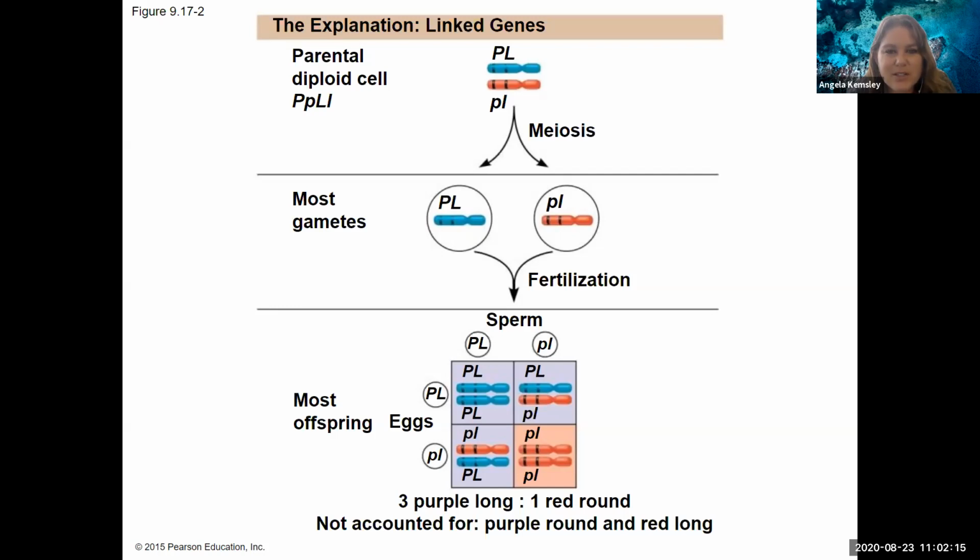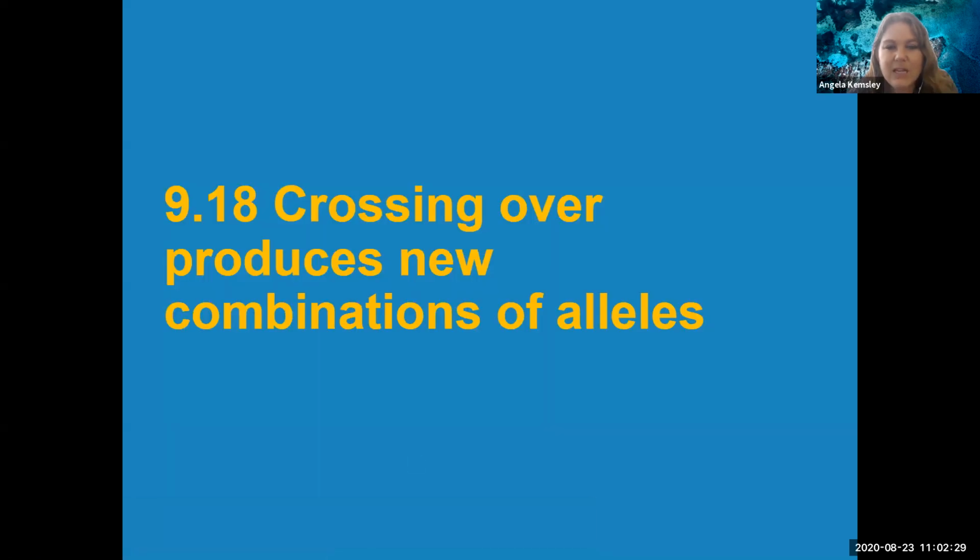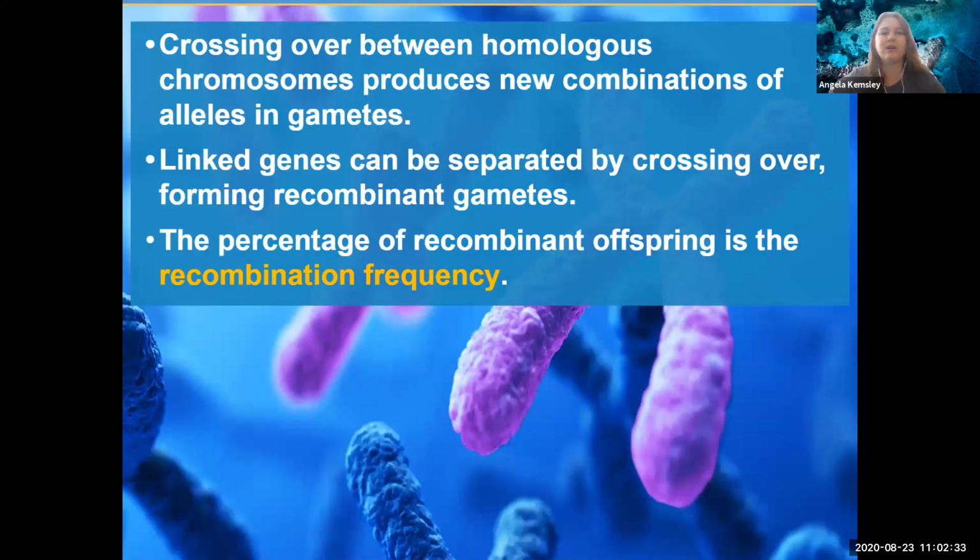So here's a close-up of the bottom of that. And it just shows here that we have these two genes, they're close together, so they're more likely to be passed on together. So again, crossing over produces new combinations of alleles. Crossing over between homologous chromosomes produces new combinations of alleles in gametes. Linked genes can be separated by crossing over, forming recombinant gametes. Now the percentage of recombinant offspring is the recombination frequency.